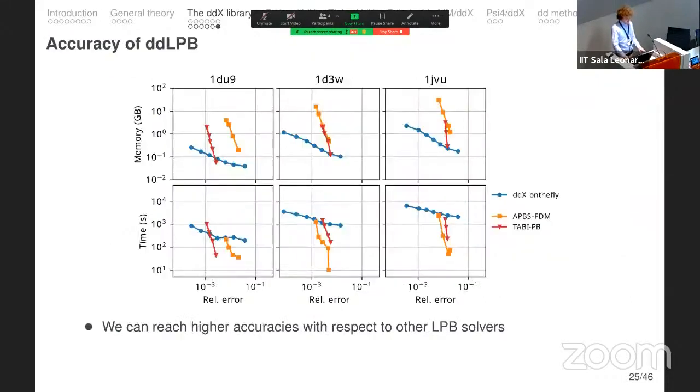I also compared again with APBS and TABI PB. For large errors, we are doing worse than the other codes. We are taking more time, and a little bit less memory, but if we go to higher accuracies, then we are performing better in terms of both memory and time.